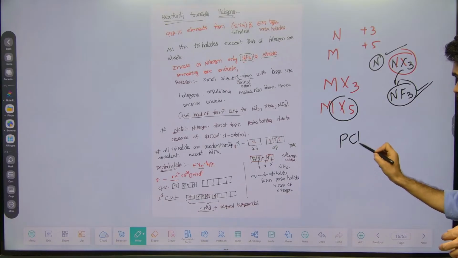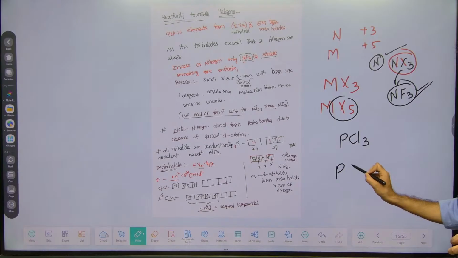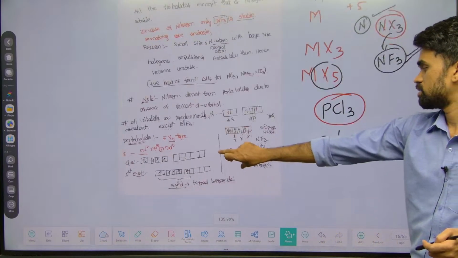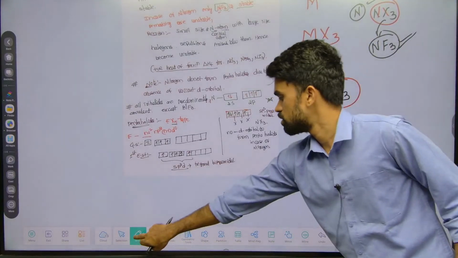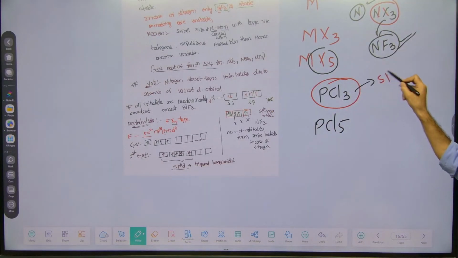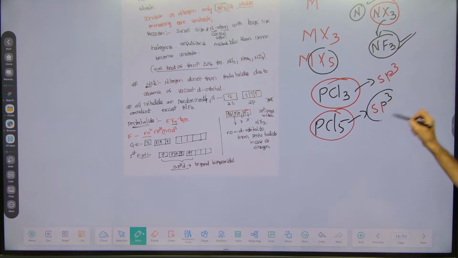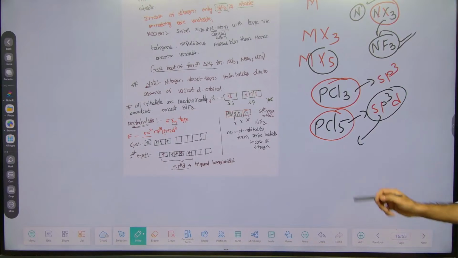Phosphorus can form PCl3 type, like MCl3 type, and PCl5. Both are possible. What is the hybridization here in PCl3? sp3. What about PCl5? sp3d. What is its geometry? PCl5 means trigonal bipyramid.